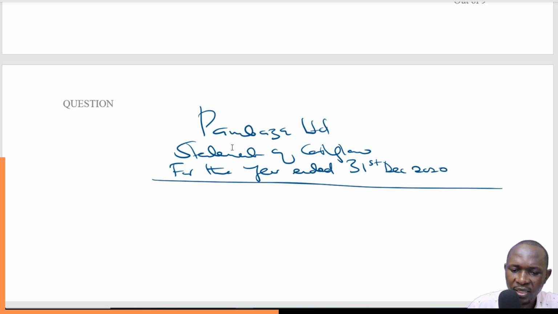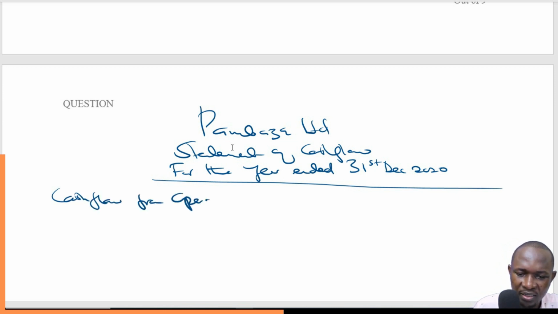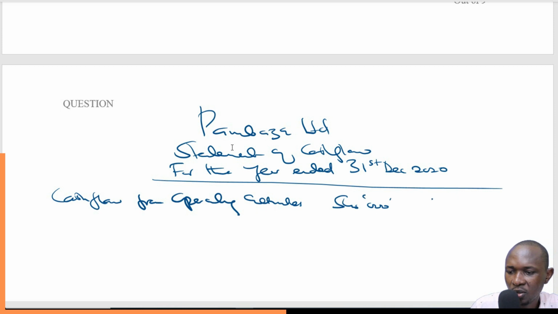So we underline that, and then as usual we will start with the cash flow from operating activities as per the format. Cash flow from operating activities. I insist on your understanding. So shilling 000, you can have 3 columns for ease of working.